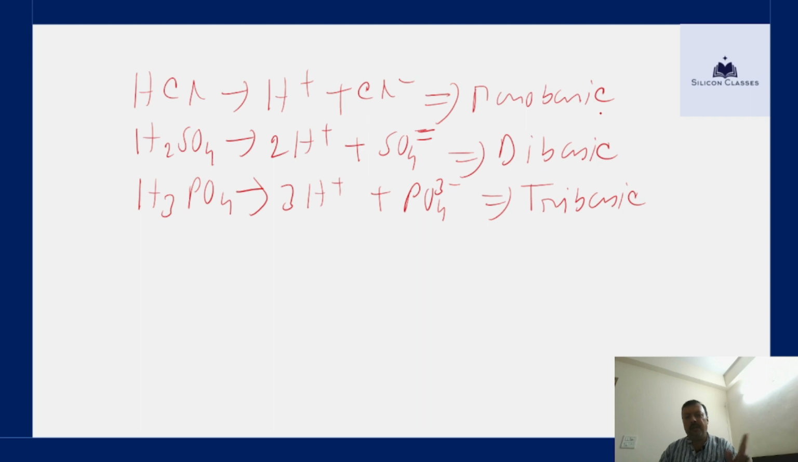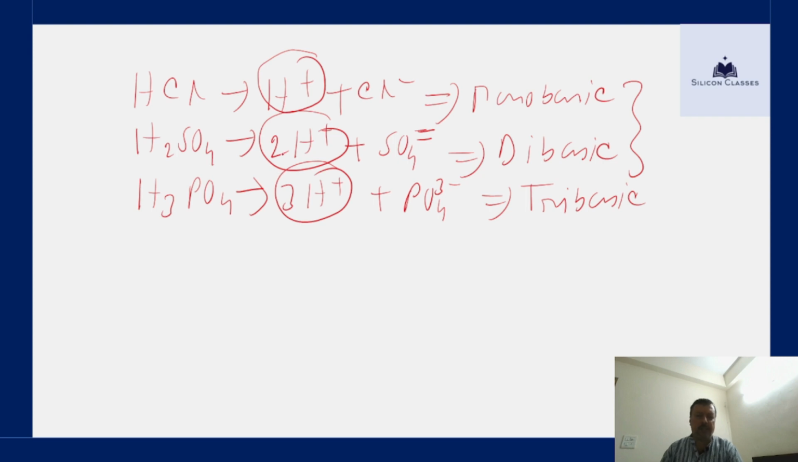So while an acid will form a single hydrogen ion, it will be called a monobasic acid. While it will form two hydrogen ions, it will be called dibasic acid. While it will form three hydrogen ions, it will be called tribasic acid. So this is the basicity of acid. So this H plus ion will react with the OH minus ion while an acid and base react with each other.